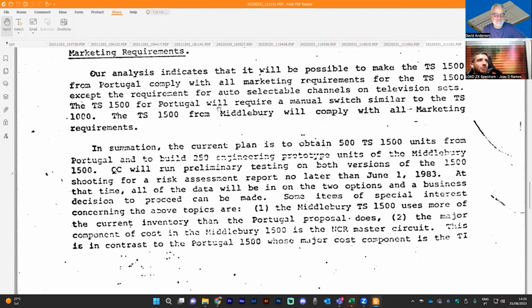Yeah. The TS will require a manual switch similar to the TS1000. Okay. In summation, the current plan is to obtain 500 TS15 units from Portugal and to build 250 engineering prototypes from Middlebury. Quality control will run preliminary testing on both versions of the 1500, shooting for a risk assessment report no later than June 1st.